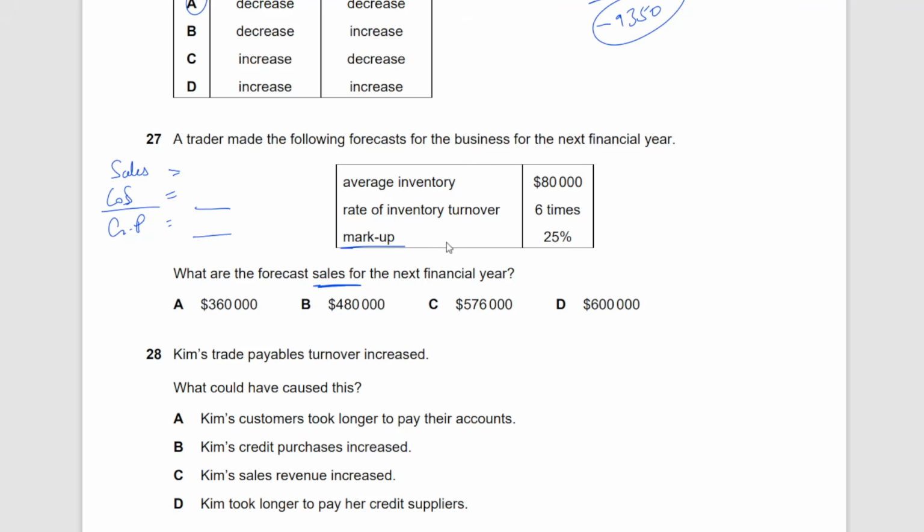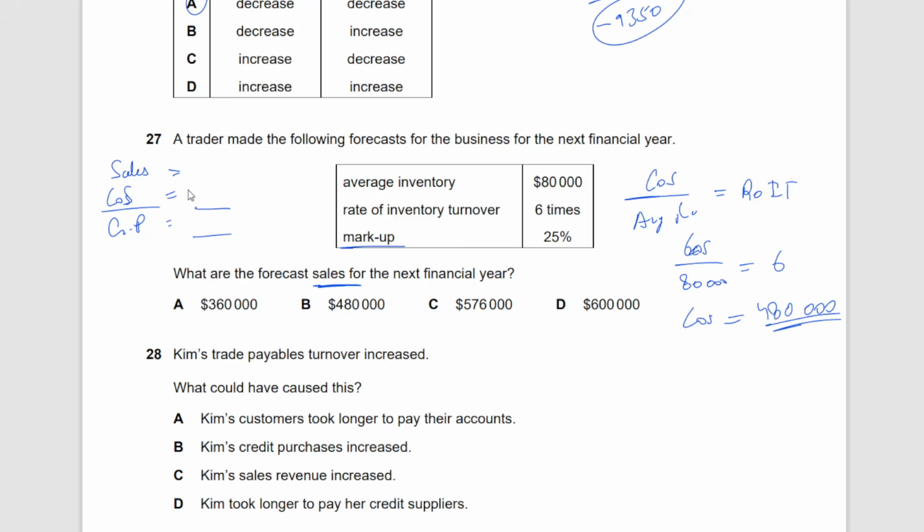How do you find rate of inventory turnover? You take cost of sales, number of times, right? So you take cost of sales over average inventory, and that gives you rate of inventory turnover, right? So cost of sales over average inventory equals, in this case, 6. So cost of sales is equal to 6 times 80,000. That is 480,000.